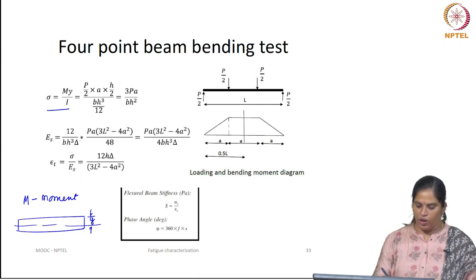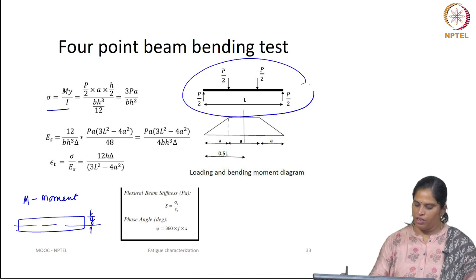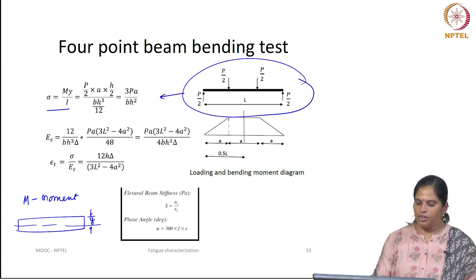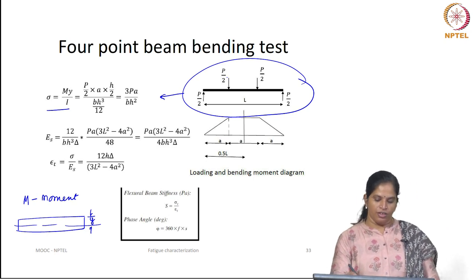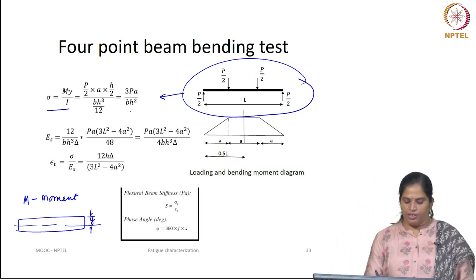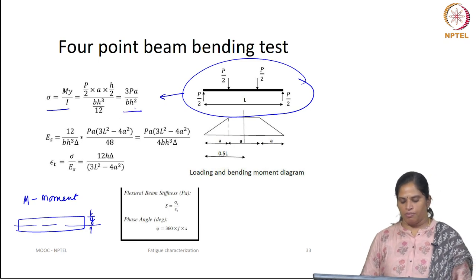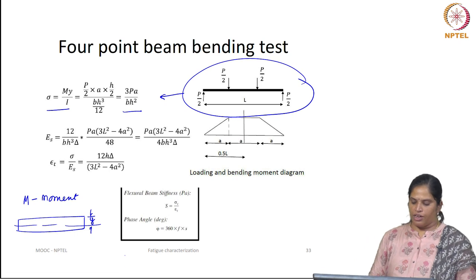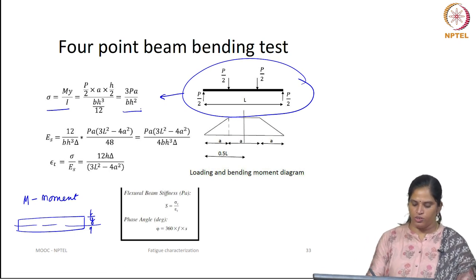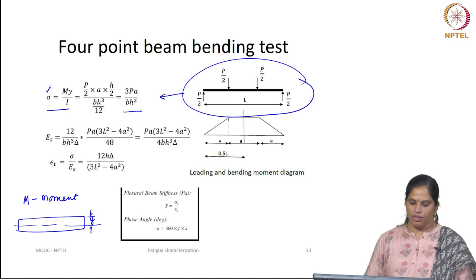With this My by I, if you substitute for these loading conditions, for a peak load P by 2, you will get sigma to be 3Pa by bh square. So this is again an equation. The same equation is used in all the standards for calculating the peak stress value.